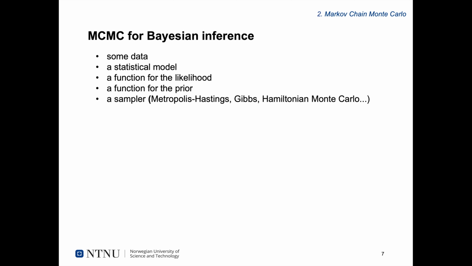After explaining the basic idea behind MCMC, we next apply it to Bayesian inference. For this purpose, we have to have some data, a statistical model, a function for the likelihood, a function for the prior distribution, and a sampler. A sampler is basically the way that MCMC is going to explore the parameter space to generate samples. We have multiple choices of the sampler. For example, we have Metropolis Hastings, Gibbs, Hamiltonian Monte Carlo, among many others.